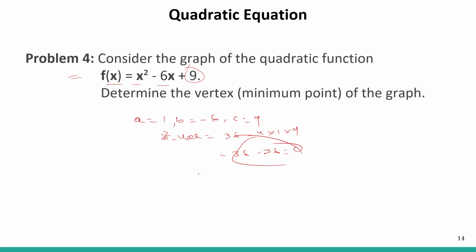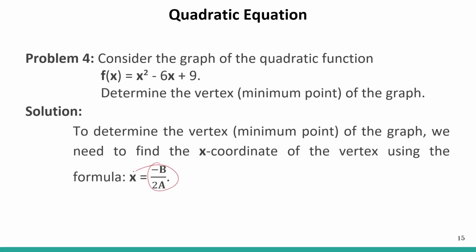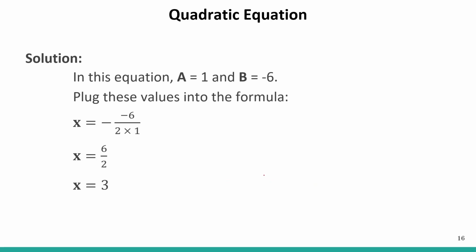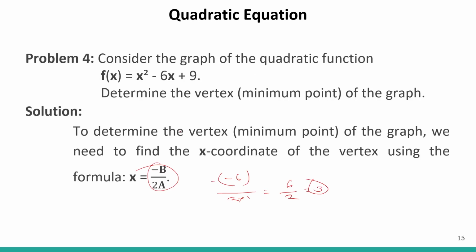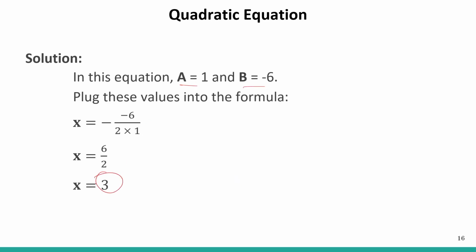So determine the vertex. So vertex will be what? So vertex will be minus b by 2a. So minus of minus 6 whole by 2 into 1. So this is equal to 6 by 2, that is equal to 3. So the vertex will be at 3. Okay, so using this from the equation a is equal to 1, b is equal to minus 6. So putting into the formula minus b by 2a for the vertex, we are left with x is equal to 3.